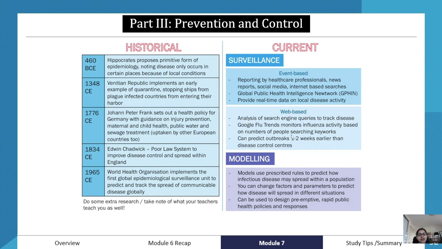This table obviously does not go into a lot of detail. I would definitely recommend for you to research a bit more, but it gives you a good idea of that development over time, and you can definitely add on. There's so much more going on. Currently, in terms of surveillance, there's event-based surveillance and reporting by healthcare professionals, news reports, social media, the Global Public Health Intelligence Network, and they aim to provide real-time data on local disease activity.